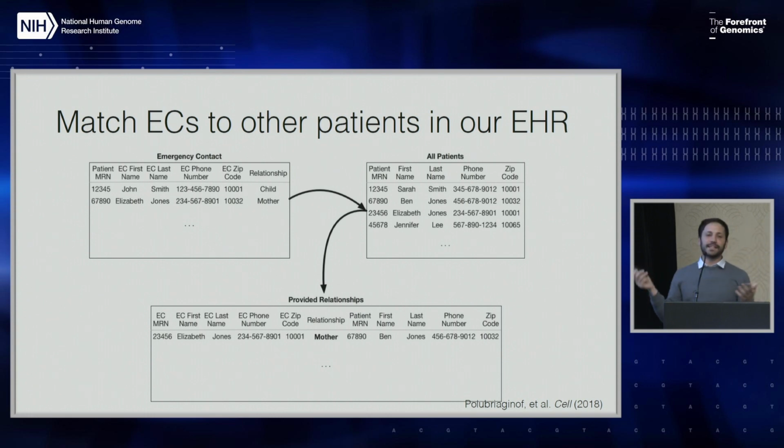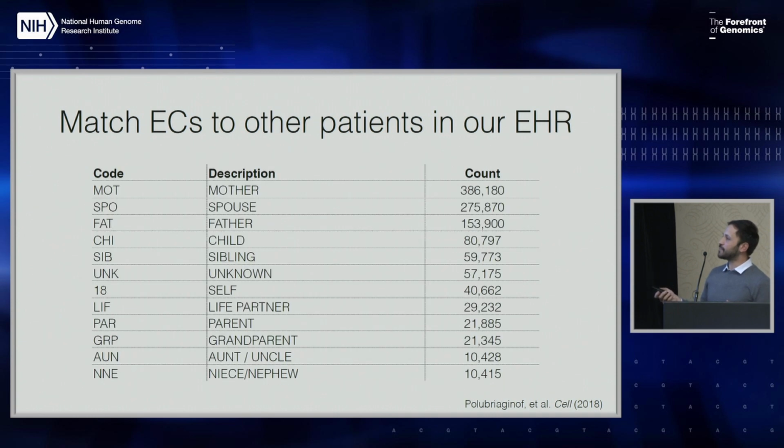This is how we do the matching. I'm skipping over this part. We match them by their identifying information is the punchline. Okay. So once we match them, we look in our database and we say, how many of these emergency contacts are we actually treating? We find it's about 30% of them are also patients in our database. Great opportunity. Now we have people connected by relationships in our EHR. You can see 386,000 of those 700,000 mother-child relationships.